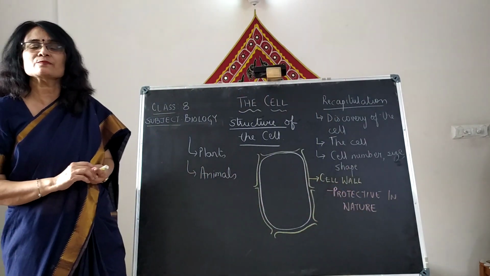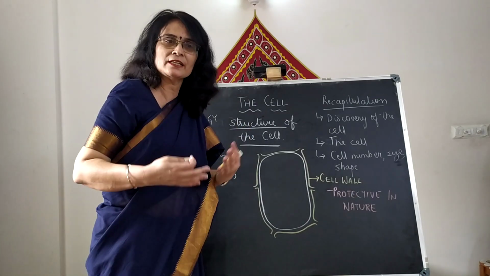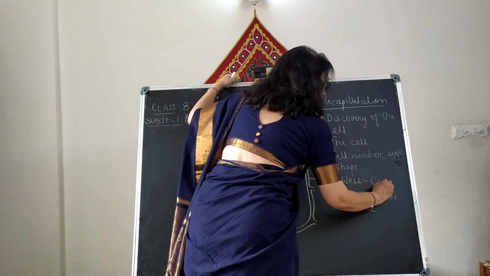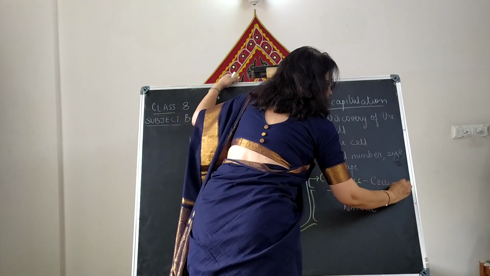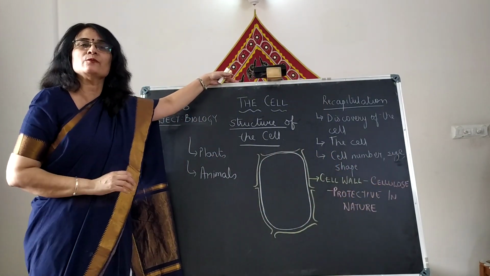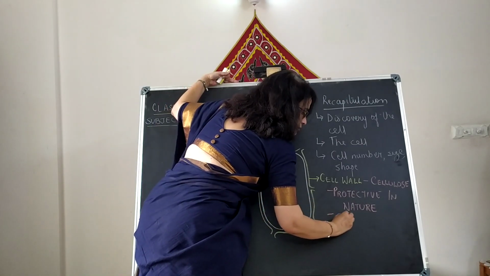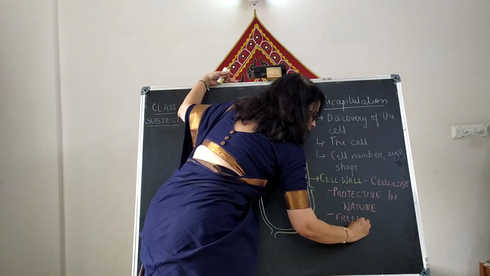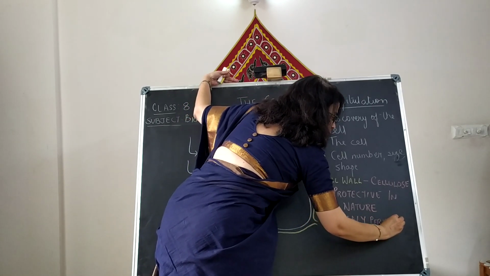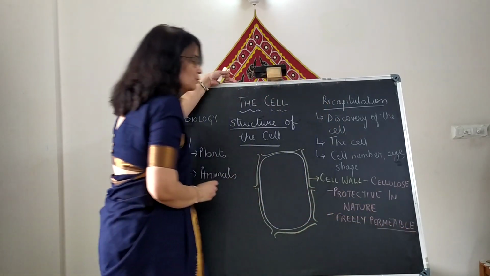This cell wall is made up of a complex carbohydrate, which you will be studying in detail later, known as cellulose. The important part about this cell wall is that it is freely permeable. What do you mean by freely permeable? It allows all substances to pass through it.